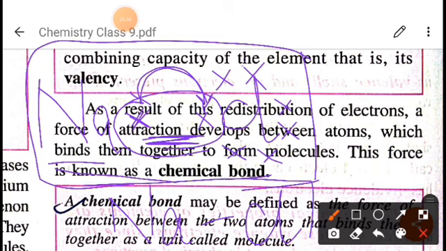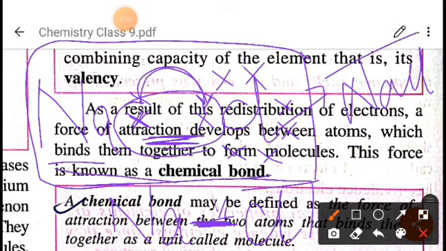You are seeing this one here. This is a bond which is called a chemical bond. So we can say a chemical bond may be defined as a force of attraction between two atoms that binds them together as a unit called a molecule, and here we get NaCl, which is our common salt which we use in our house to eat. I hope you have understood this.